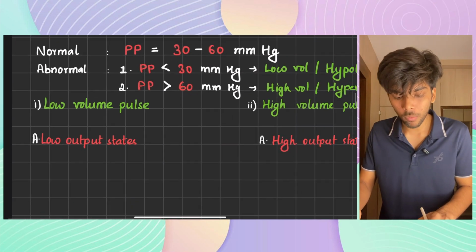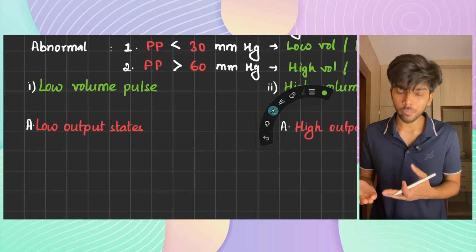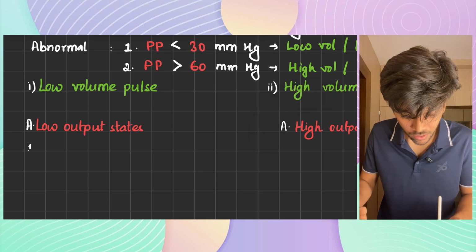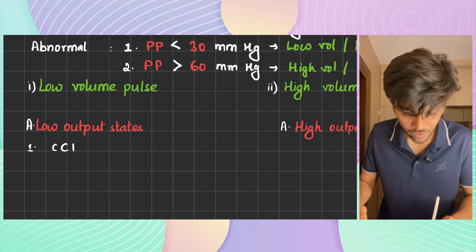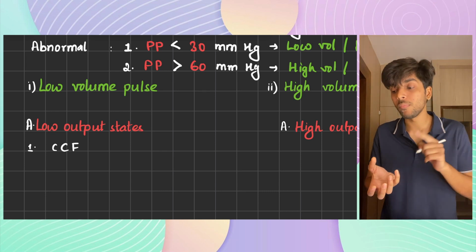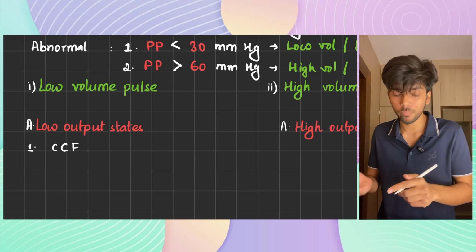First, low volume pulse. The cause of low volume pulse is low output state, and the low output states are number 1, congestive cardiac failure. So if the heart fails to pump properly, it is unable to pump out enough volume of blood, so you get a low volume pulse.